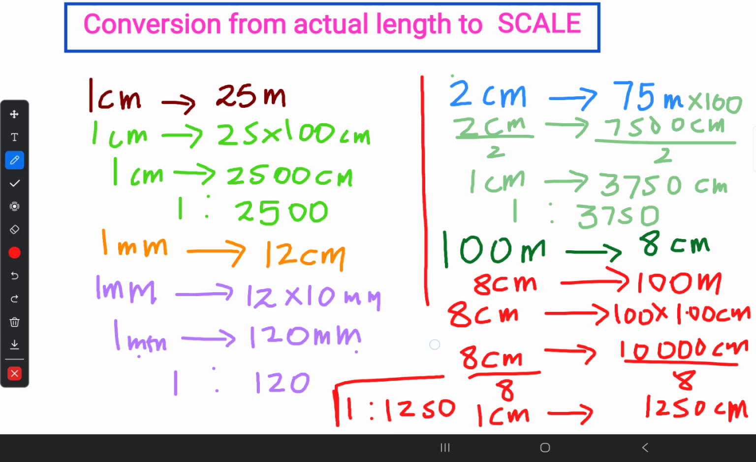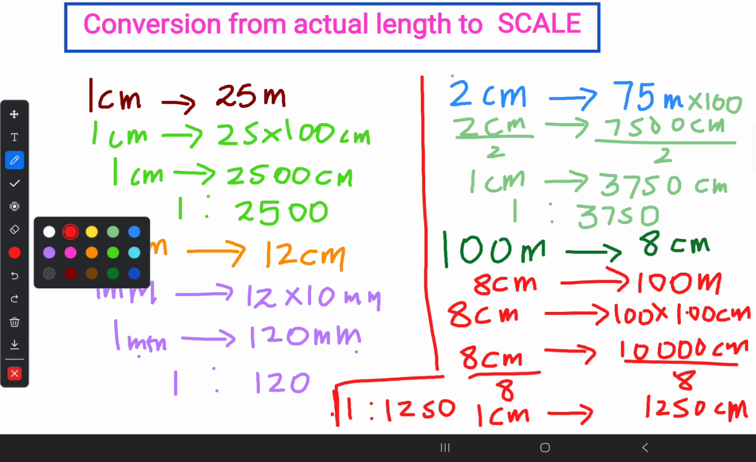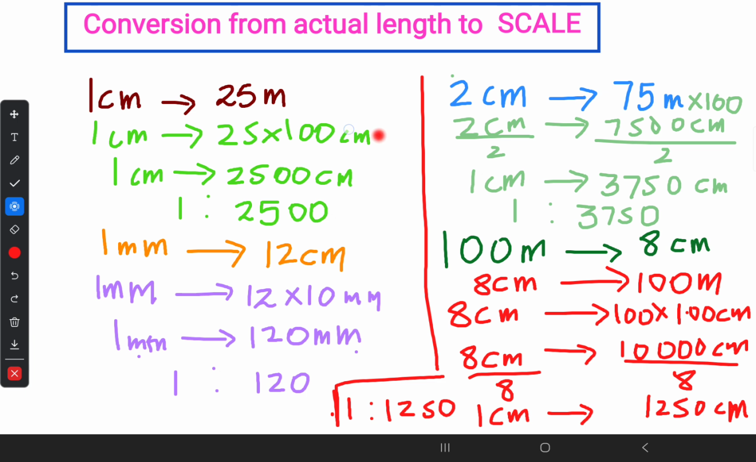I'll repeat everything from the beginning once more. Initially, the actual lengths were given here. You have to make the units identical first. Thereafter, 1 centimeter is this much. So directly you can write the scale. This is also centimeter. This is also centimeter. In the final scale, there is no centimeter or meter. Without unit, you can write.